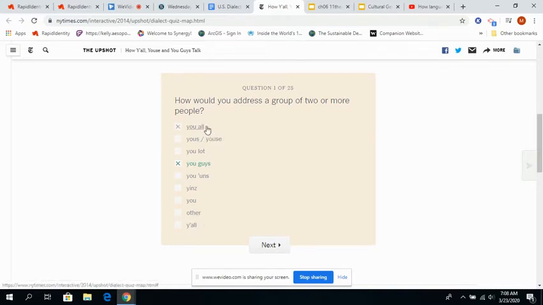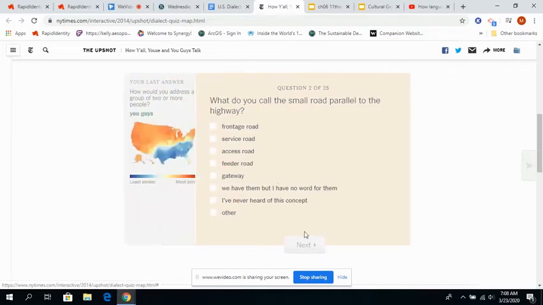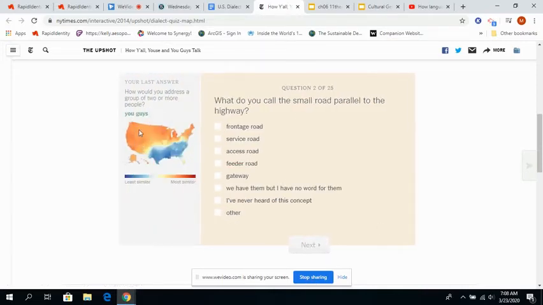Obviously, some of these you're not even going to recognize. You may not recognize yins as a way that people would address a group of people. You'll probably recognize the word y'all. However, I don't use that, so I skip. I go to the next one. When you do that, you'll see that the people in the red regions of this map are more likely to use the term you guys, and the people in the blue regions of the map are less likely to use the word you guys.